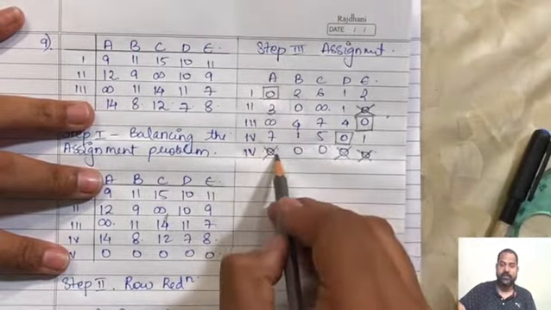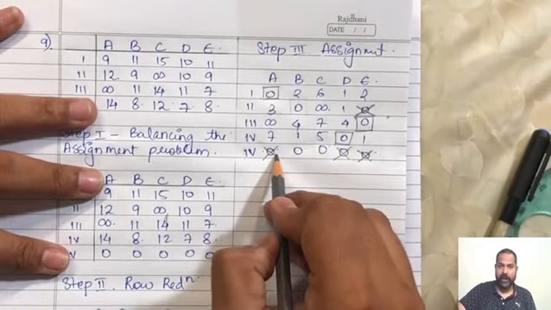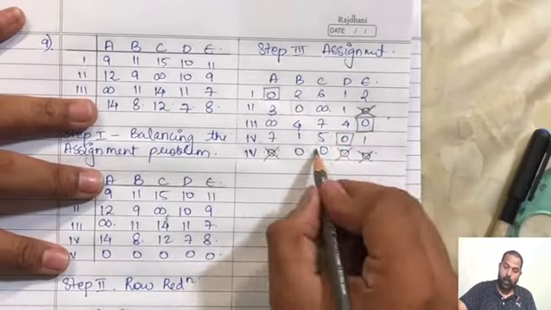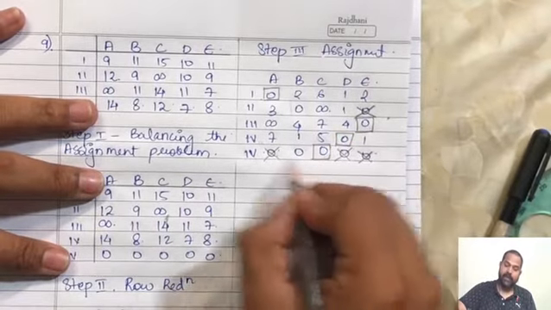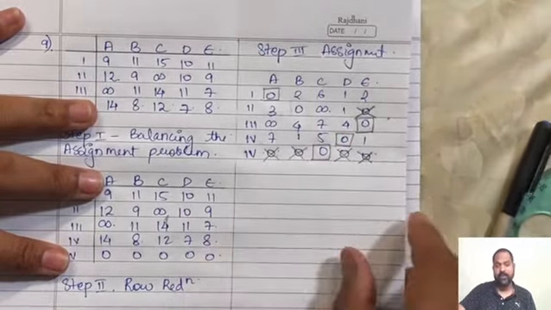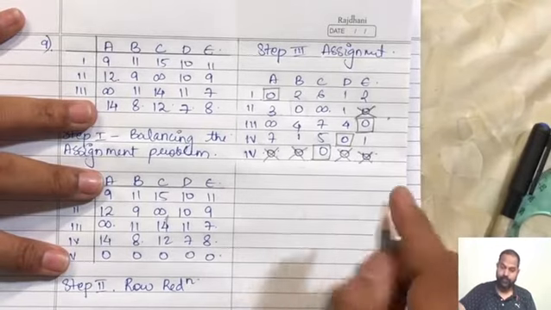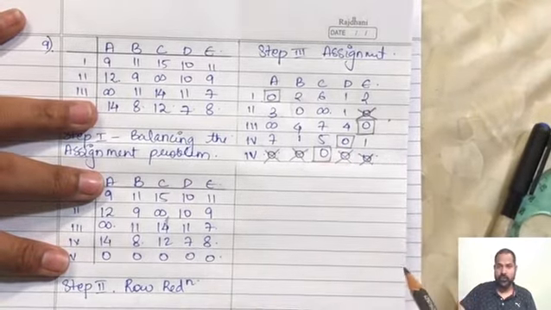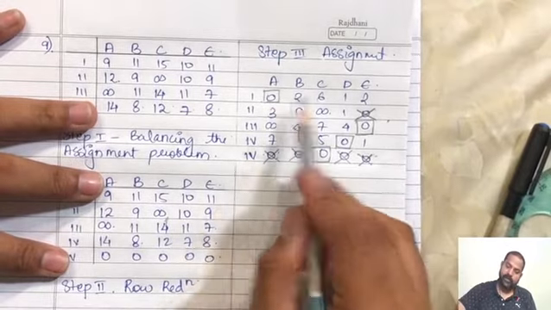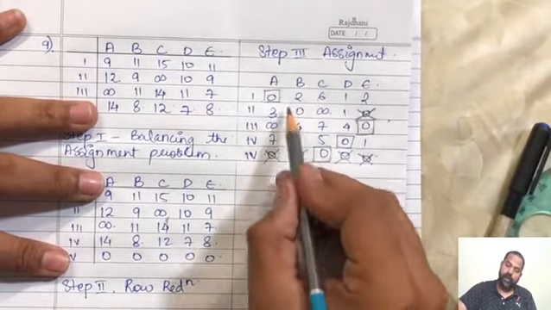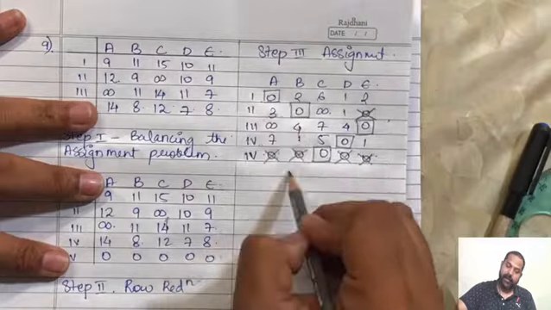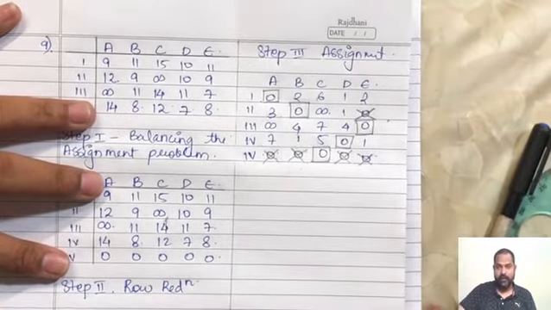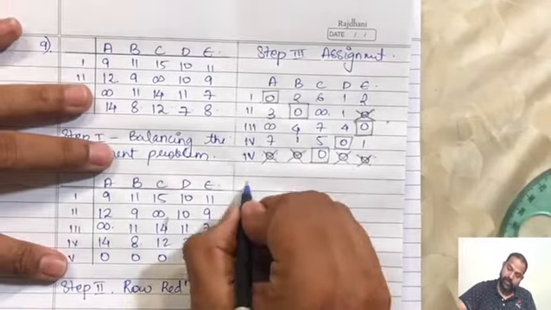Let's start column wise. 2 zeros, already marked or cancelled. 2 zeros, cannot do anything. 1 zero, mark it as an assignment. In that row, if there is a 0, cancel out. Row wise done, column wise done. Let's go back row wise. 1 zero, mark it as an assignment. In that column, if there is a 0, cancel it out. Already done. That's my answer.